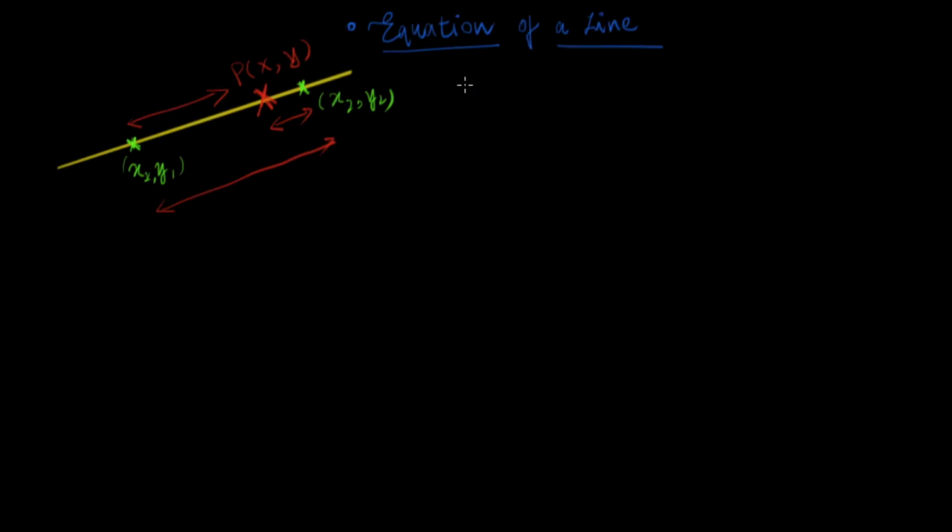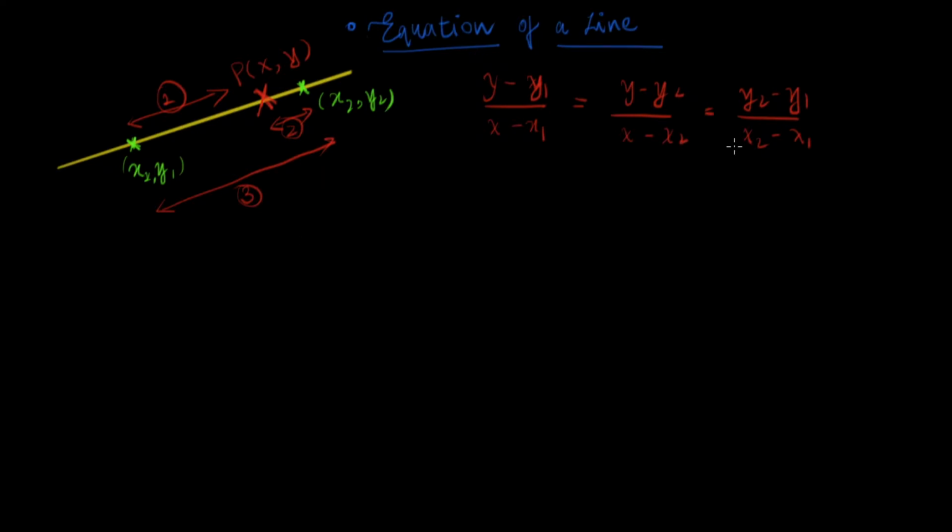Doing that, we realize that this is slope 1, let us call this slope 2, let us call this slope 3. Slope 1 turns out to be y minus y1 divided by x minus x1, and that should be equal to slope 2, which could be y minus y2 upon x minus x2, and that should be equal to slope 3, and that turns out to be y2 minus y1 upon x2 minus x1.